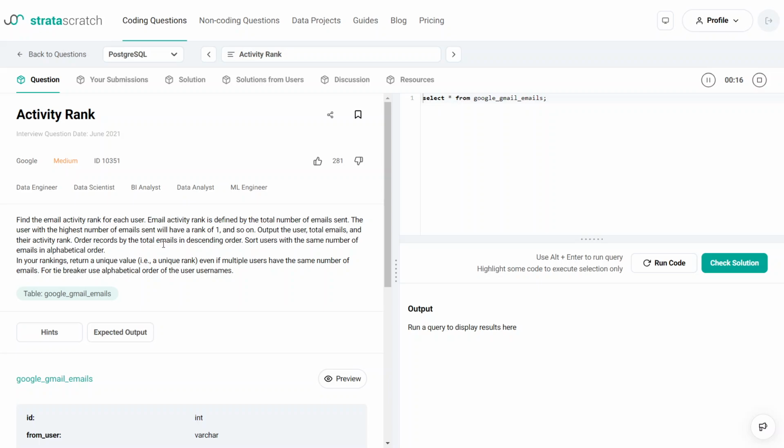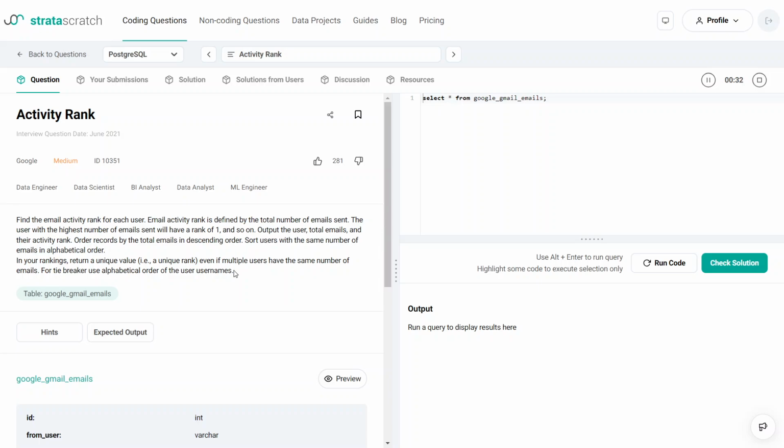Order records by the total emails in descending order. Sort users with the same number of emails in alphabetical order. In your rankings, return a unique value even if multiple users have the same number of emails. For tiebreaker, use alphabetical order of the usernames.